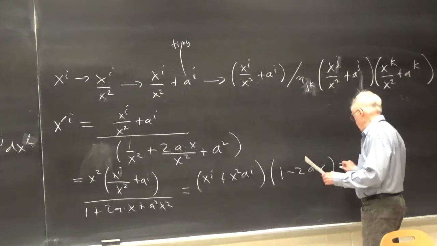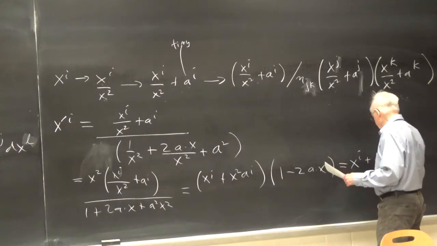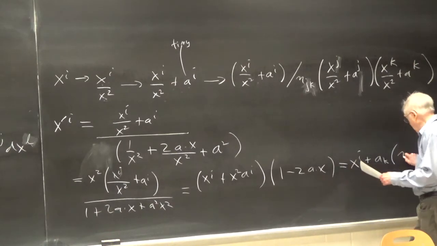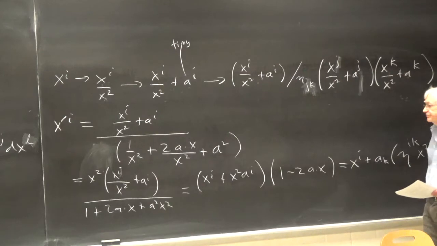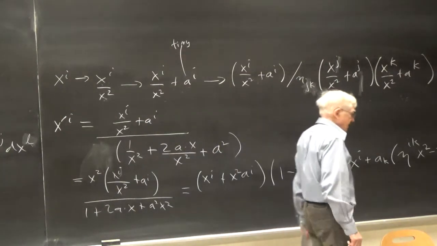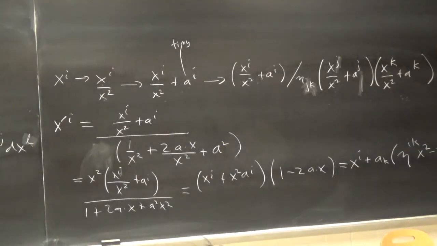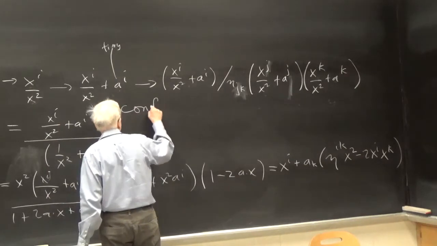And altogether we can rewrite this as xi plus ak a to ik x squared minus 2 xi xk. Okay. So this is the other conformal transformation. So we have basically the conformal algebra.